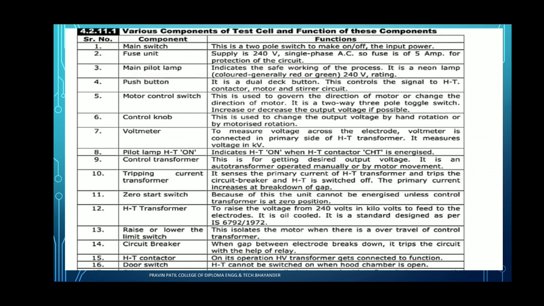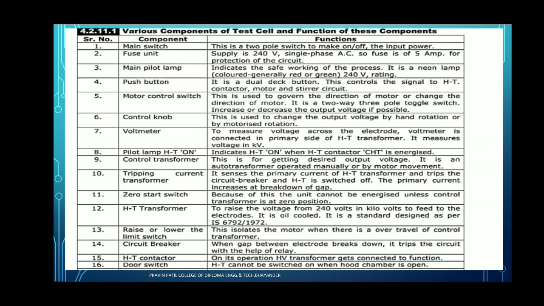Next component, the tripping circuit, or tripping current transformer. It senses the primary current of the ST transformer, the high tension transformer, and trips the circuit breaker, and the ST is switched off. The primary current increases at the breakdown of the gap, and this is sensed with the help of a relay.